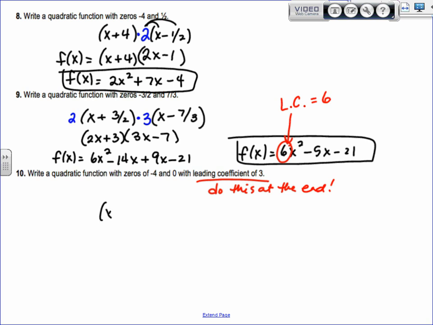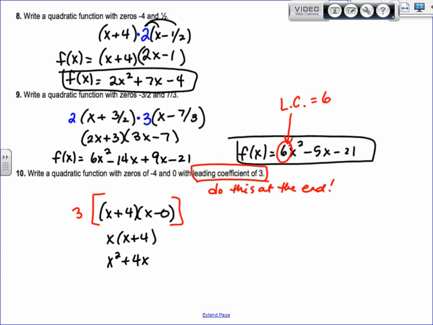So I'm going to have a 0 of -4, so I need x plus 4, and a 0 of 0. That's like x minus 0, right? You're always doing x minus the 0, x minus the 0. So in this case, it's just x. So x plus 4 times x gives you x squared plus 4x. But we want a leading coefficient of 3. So we're going to take the whole thing, and we're going to multiply by 3. So that's why I was saying I kind of just do it at the very end.